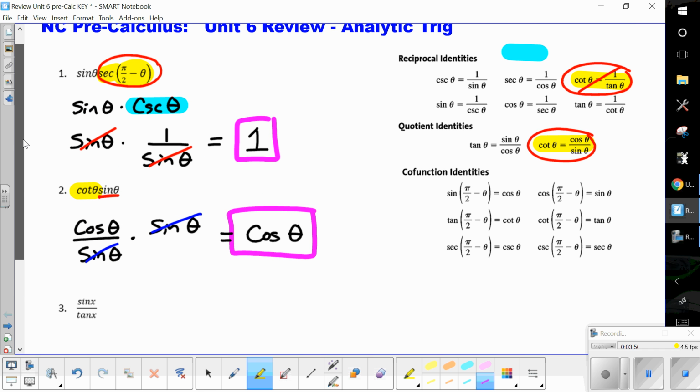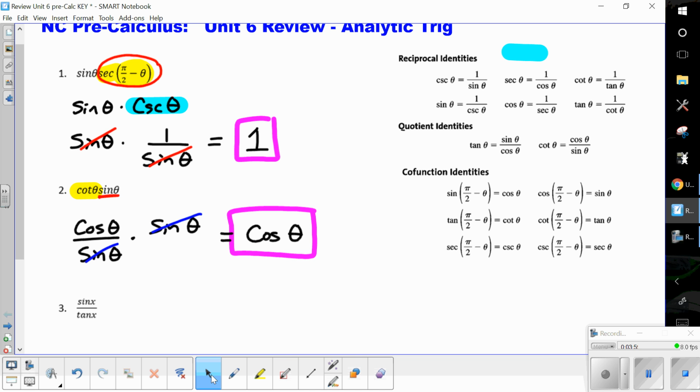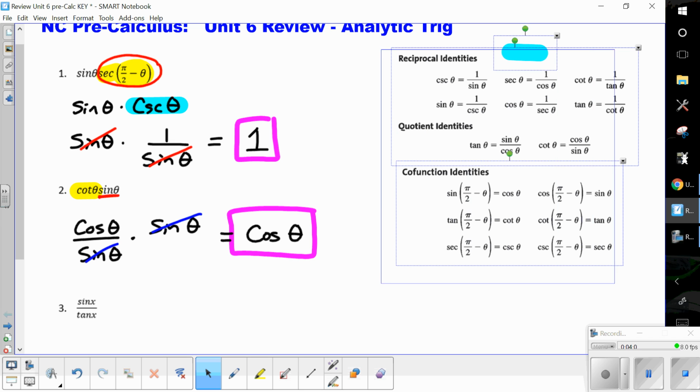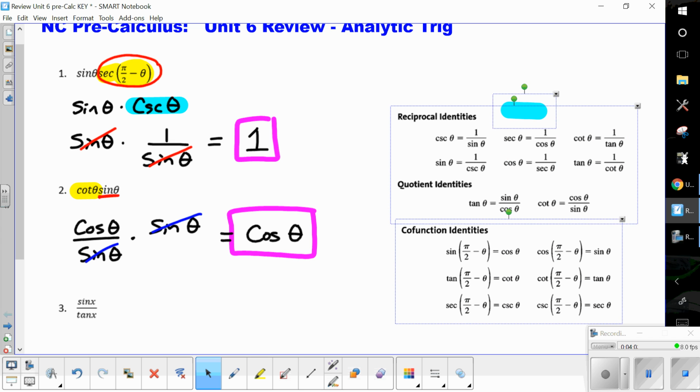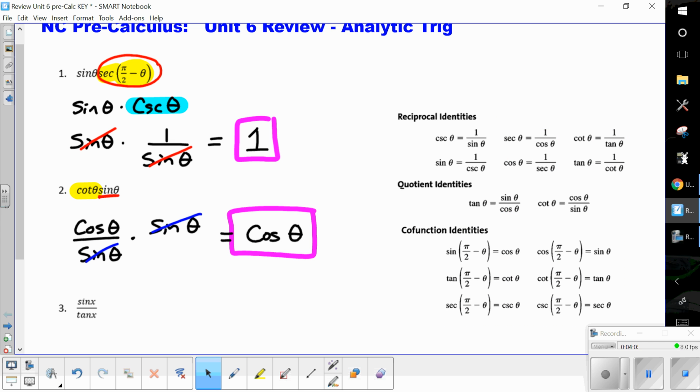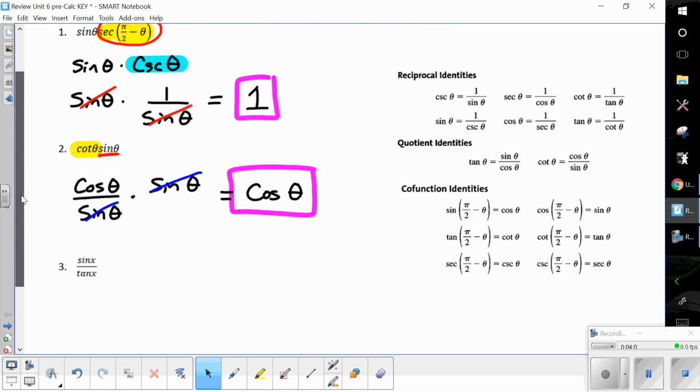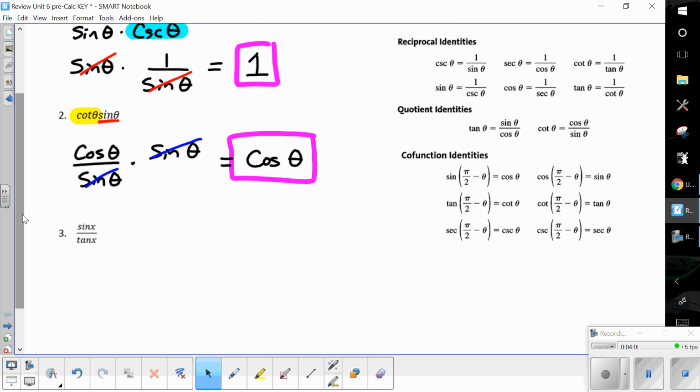Okay, last but not least, I'm going to go ahead and erase these. I'm going to actually pull them down a little bit so I can continue to see them. Okay, sine over tangent. I'm going to go ahead and leave sine alone, but I'm going to change tangent here.